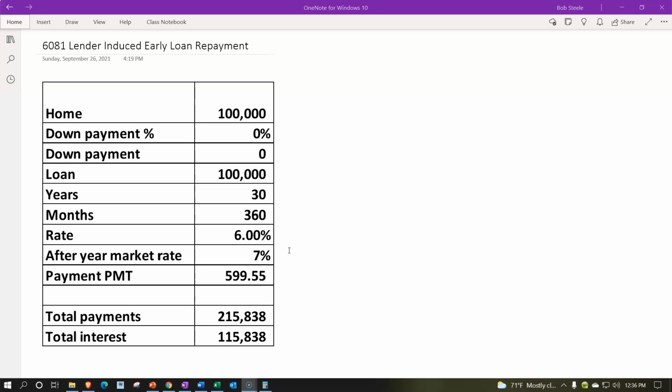But now the lender might be saying, hey, if I can induce you to pay us sooner, possibly give you some benefit to pay us sooner, I'd like to get the money back sooner so I can lend it back out at the higher market rate, which is the 7%.